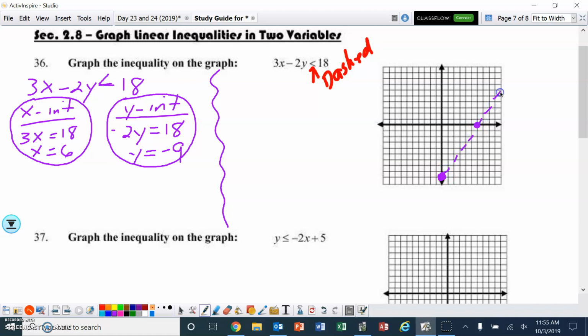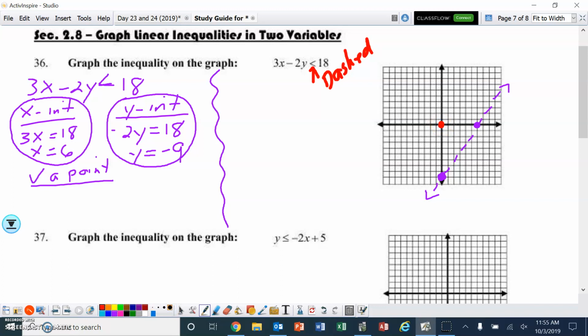Sorry, my line graphing on this is a little tricky. All right, so there's my dashed line. Now I have to shade it. If I pick this method to graph it, I have to check a point. The point we usually like to check is 0, 0. So I want to see, is the origin part of the solution.